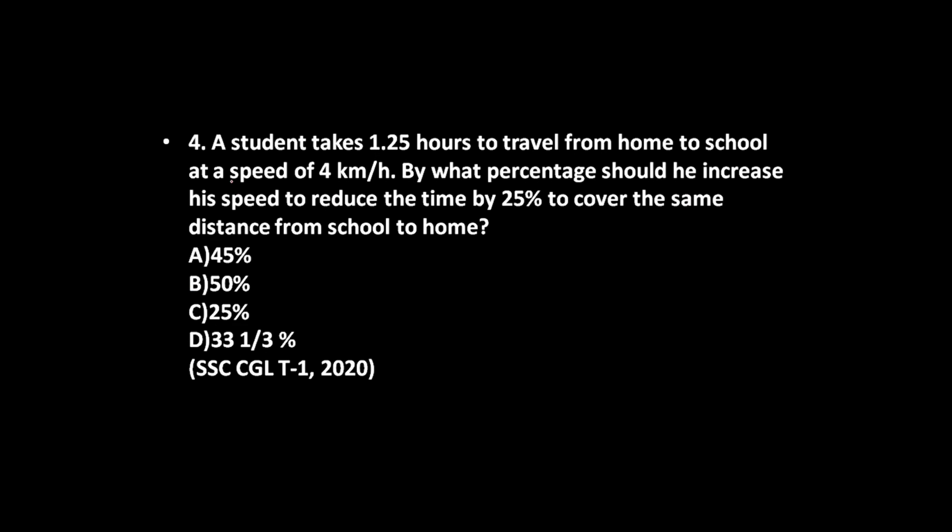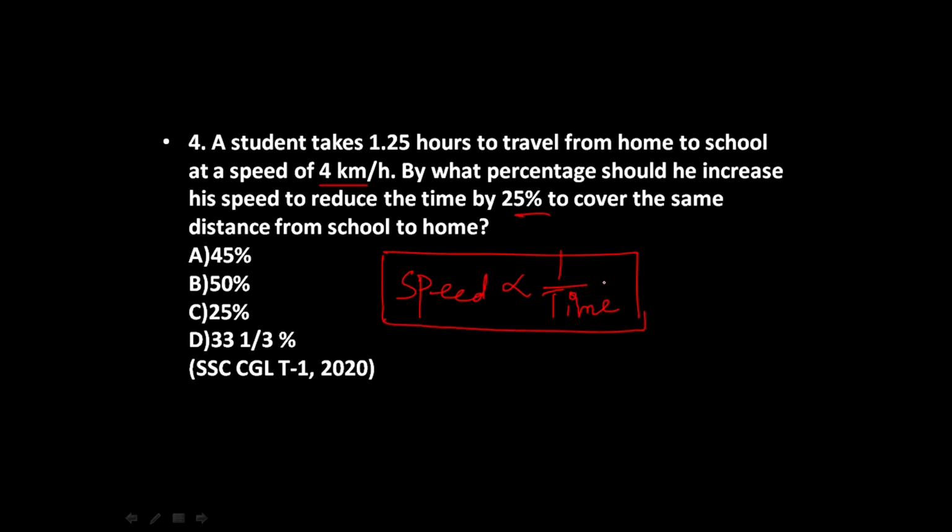Number 4. A student takes 1.25 hours to travel from home to school at a speed of 4 km per hour. By what percent should he increase his speed to reduce the time by 25% to cover the same distance from school to home? So here we need one concept again. Speed is inversely proportional to time. I hope you all know this. Speed is always inversely proportional to time, right?